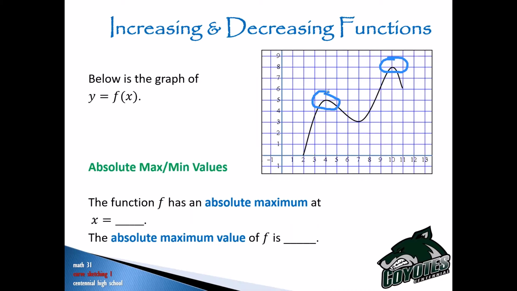It's just not the absolute max. So we call that a local max or a relative max. Likewise, here we would have a local min, but the absolute min would be here because that's the absolute lowest point on the graph.